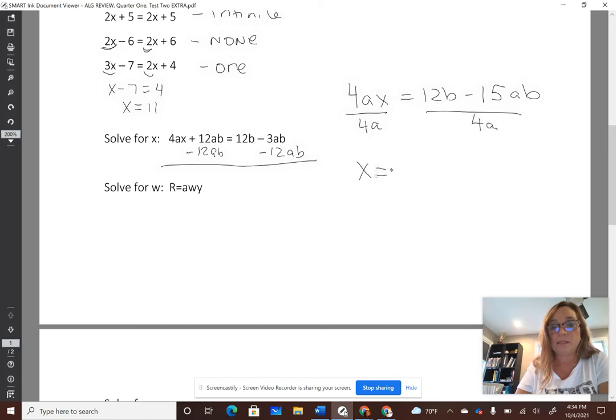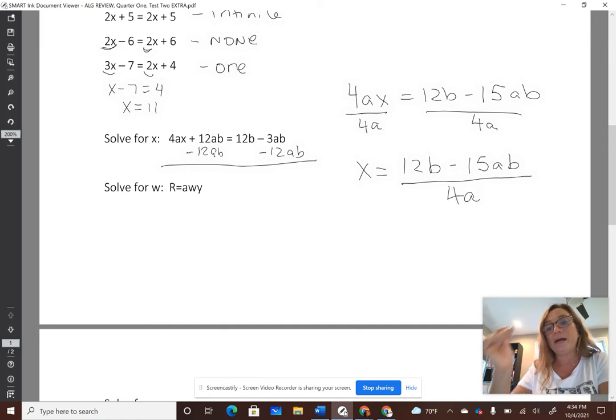So I get x equals 12b minus 15ab over 4a. And I would honestly leave it like that because there's no a over here in the 12b. So there's no point in trying to cancel out a's. And you can't partially cancel. Like you can't say, oh, this a with this a when there's no a over here. Okay, so I would just leave it like that.